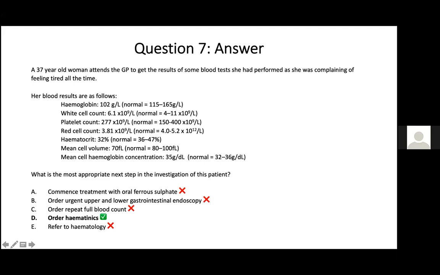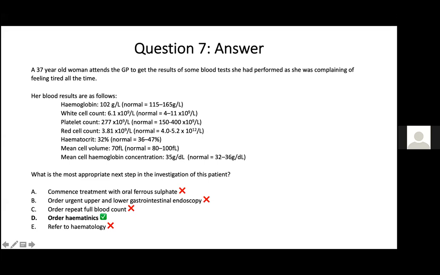Ordering a repeat full blood count, I'm not sure that's going to be particularly helpful. Red blood cell count doesn't tend to fluctuate much over the course of a few days. And it's clear the patient is anemic. I think ordering another full blood count isn't going to reveal a different result, as it's still going to show us the same result. And refer to haematology.